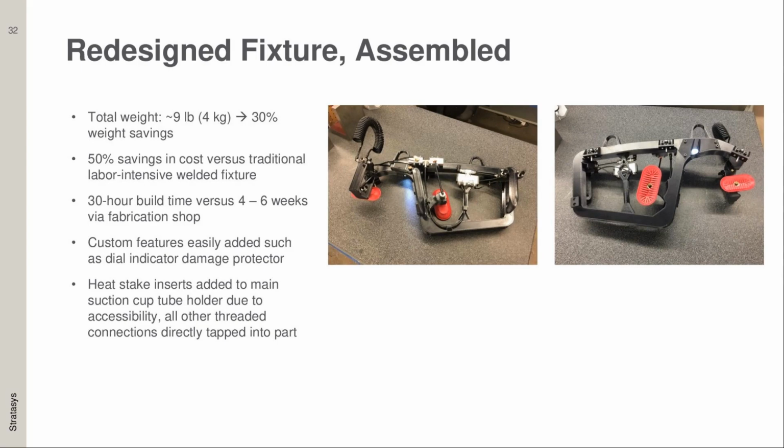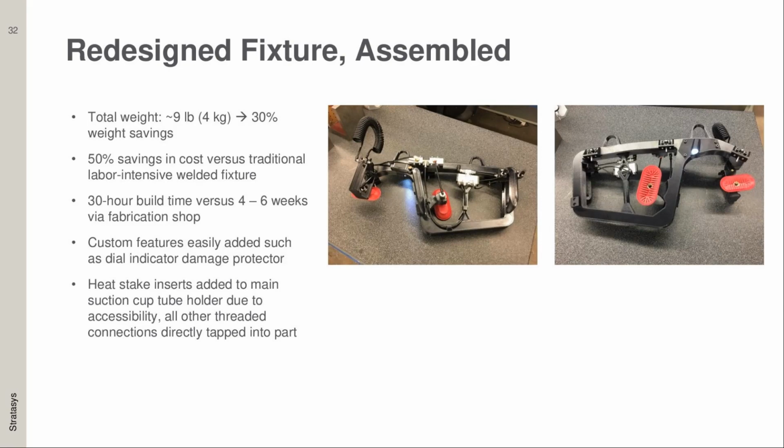And then we were able to reduce the cost by 50% savings versus the traditional labor-intensive welding of the tool. A lot of that was because it was 30 hours to build the tool and weld it up, and a 4 to 6 week lead time in the fab shop. Whereas we were able to print this in 30 hours, which is far quicker than the 4 to 6 weeks.